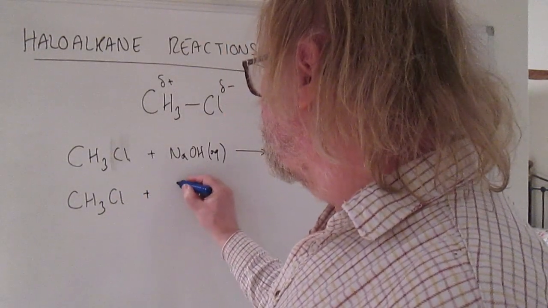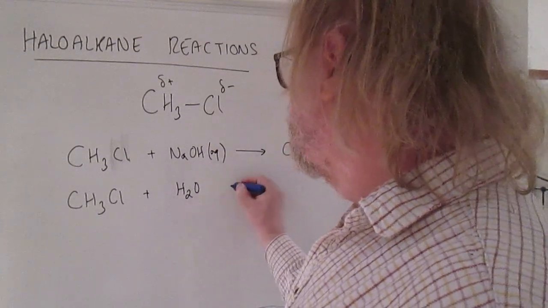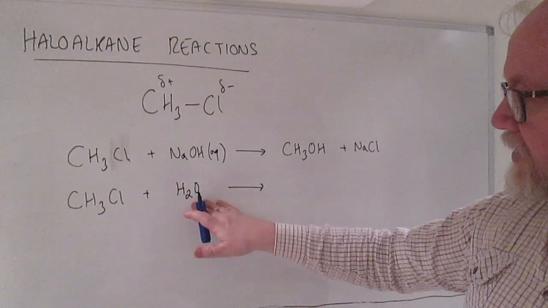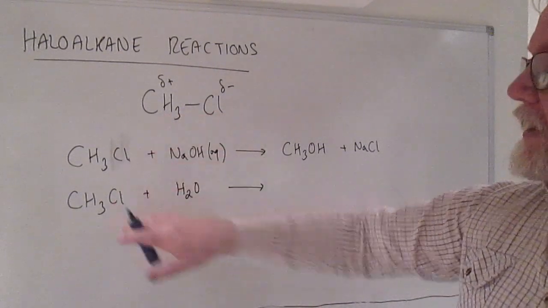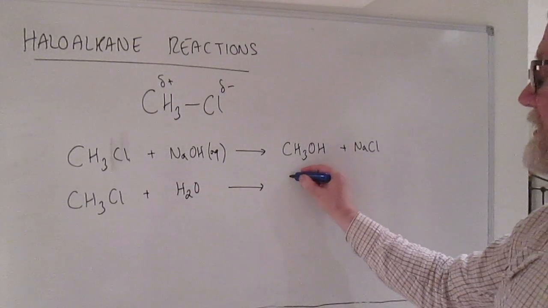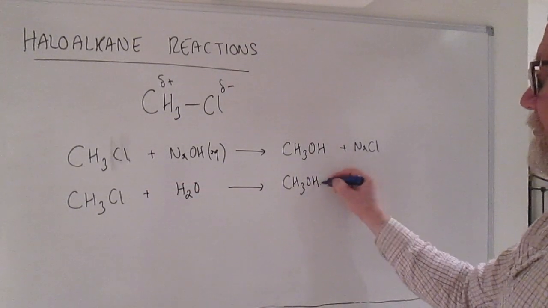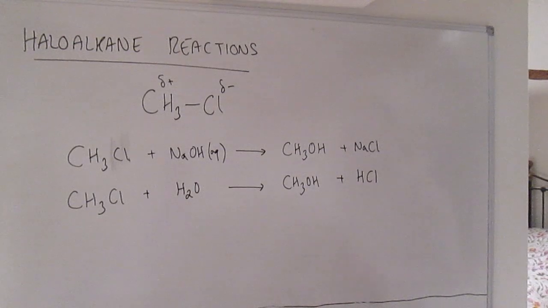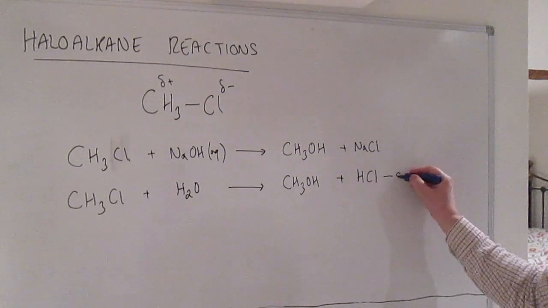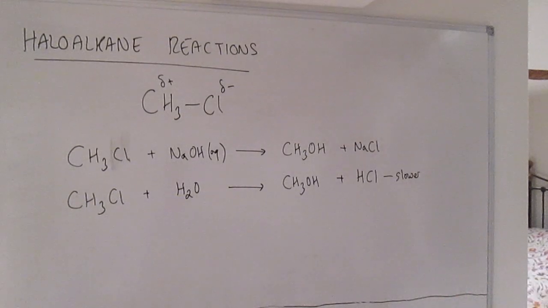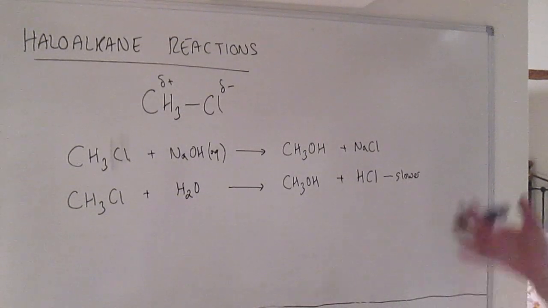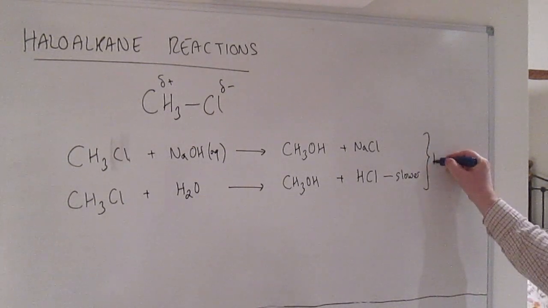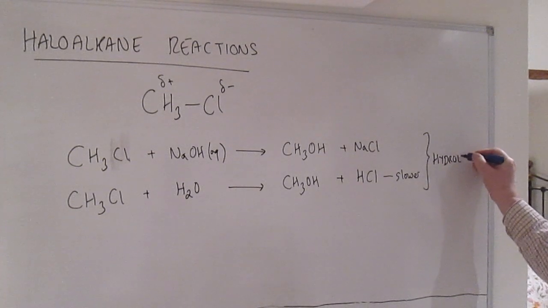which goes like this. So you have H2O and you get the same product because the OH from the water, or OH minus if you like, from the water, substitutes for Cl minus there. So again you get CH3OH, but this time instead of NaCl you get HCl. So these two reactions are closely similar. This one is slower, and we'll see why when we look at the mechanism, but they both achieve the same thing, and they're both examples of a reaction called hydrolysis.